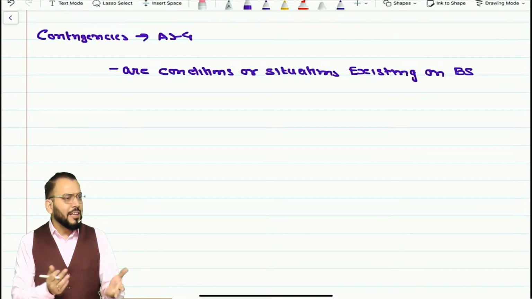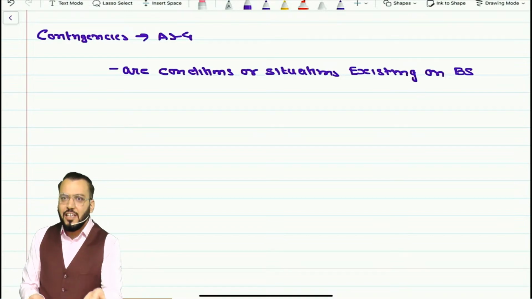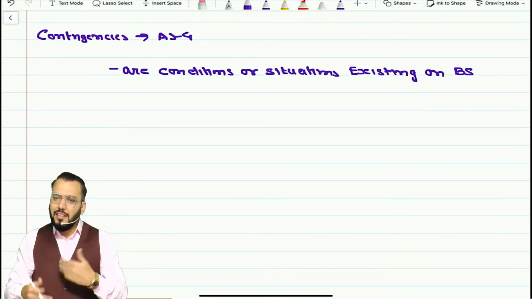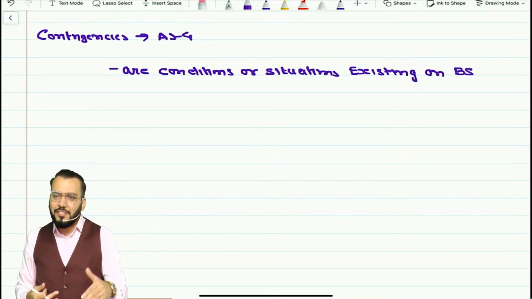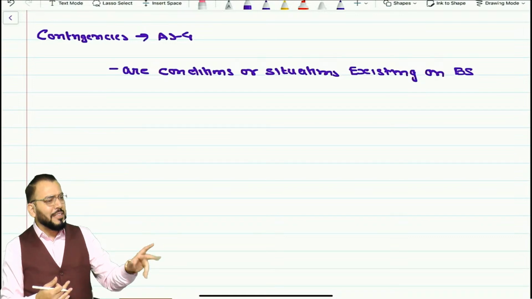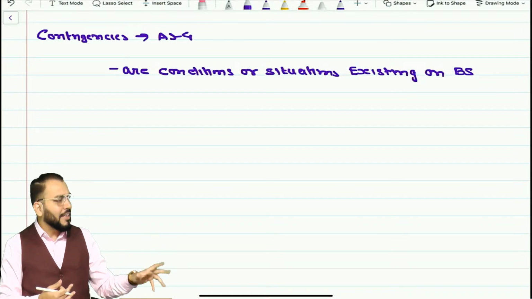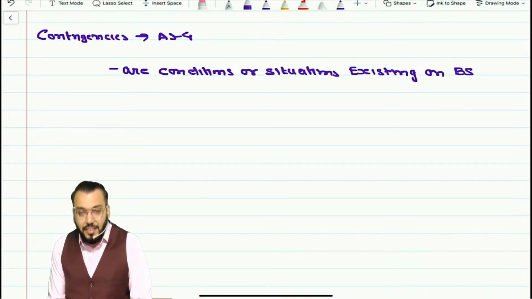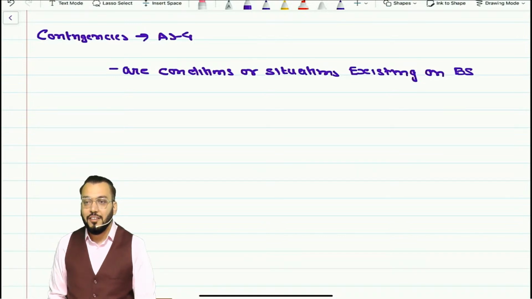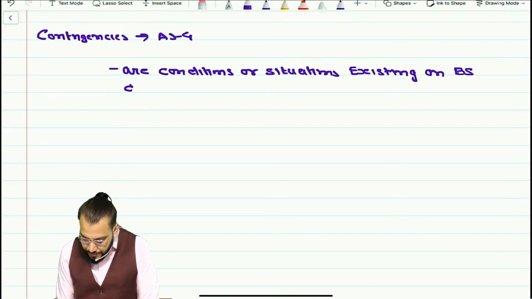The balance sheet date and reporting date are the same. Under Ind AS, things become a little more advanced. At CA Inter level we called it balance sheet date; now we will call it reporting date. Got it? So contingencies are conditions or situations existing on the reporting date. Understood?